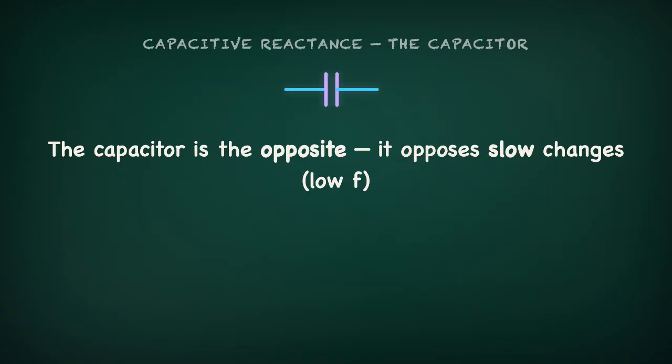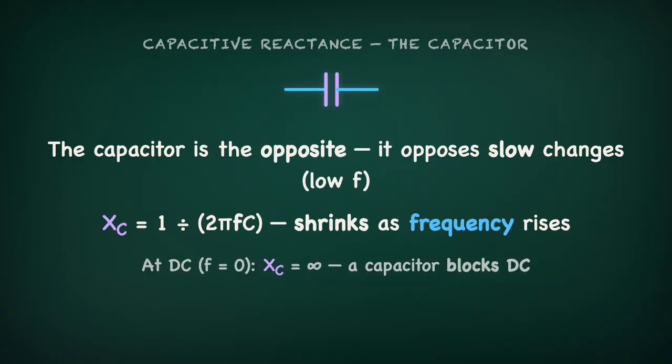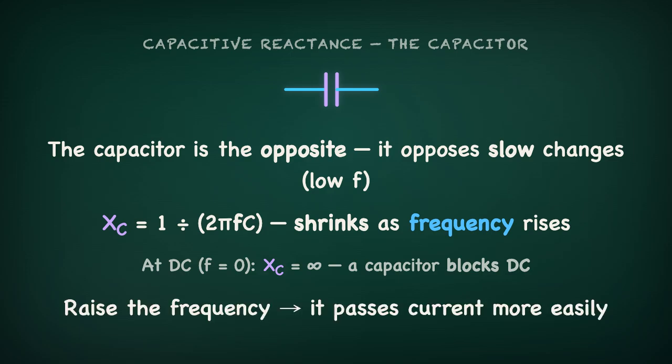The capacitor is the opposite. It opposes slow changes, the low frequencies. Its reactance shrinks as frequency rises. Xc equals 1 over 2 pi Fc. At DC, Xc is infinite. A capacitor completely blocks direct current, but raise the frequency and it passes current more and more easily.